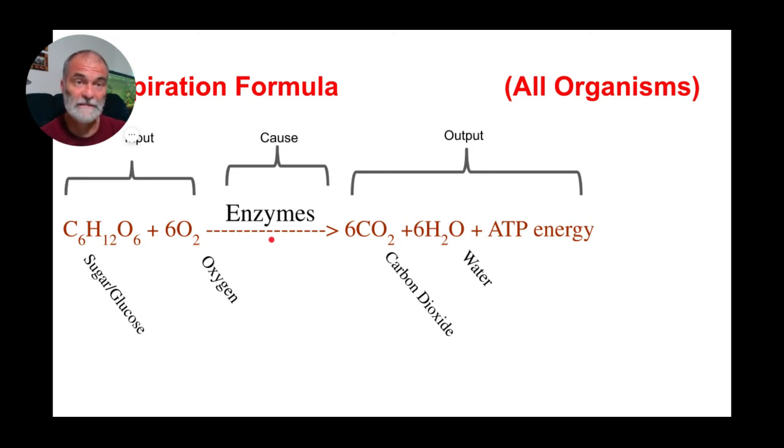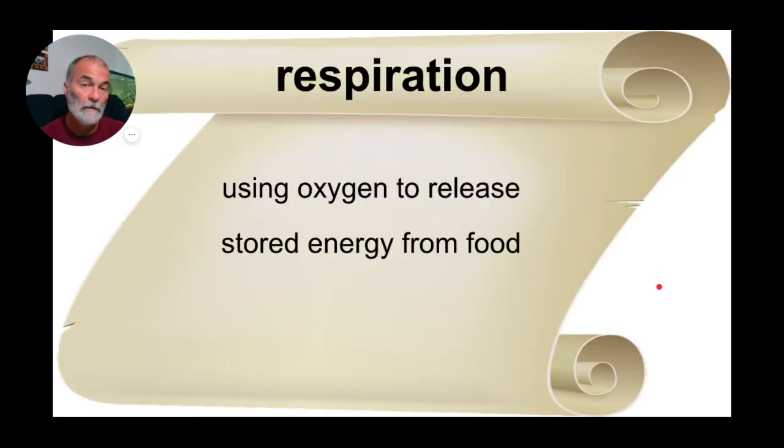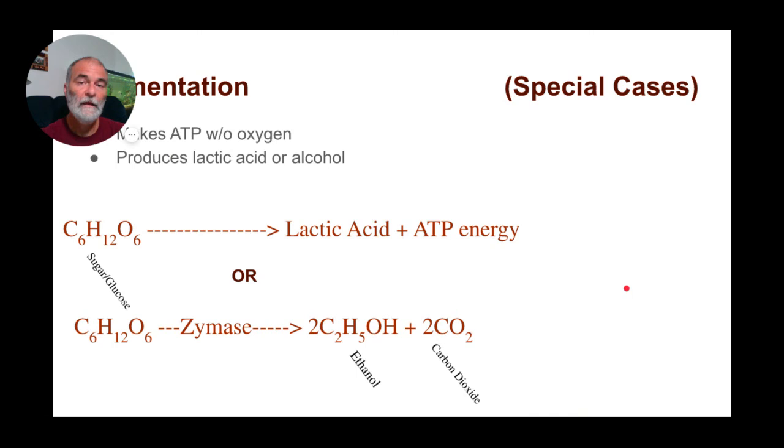This does not happen just in animal cells. This happens in all cells. It happens in the mitochondria, the part that makes energy for you. So, you put in sugar, you breathe oxygen, and if the enzymes react with it, it produces carbon dioxide and water. That's just the waste products. But the most important thing is this stuff here called ATP energy. And that is the stuff we use to grow, to move, anything that we do that requires energy. So again, respiration, just the definition: using oxygen to release stored energy from food. And the energy that it makes is called ATP.